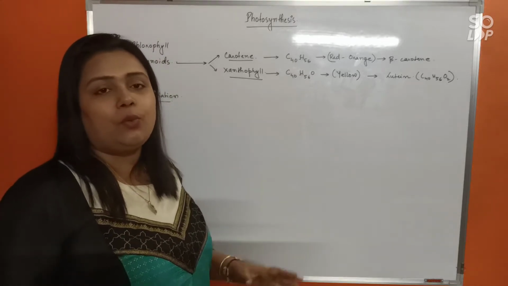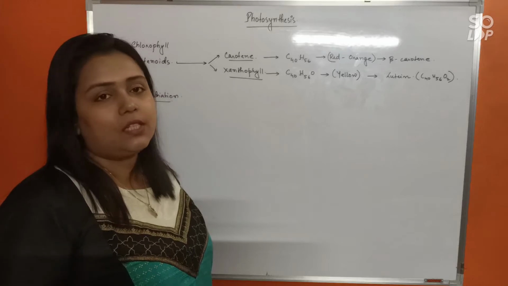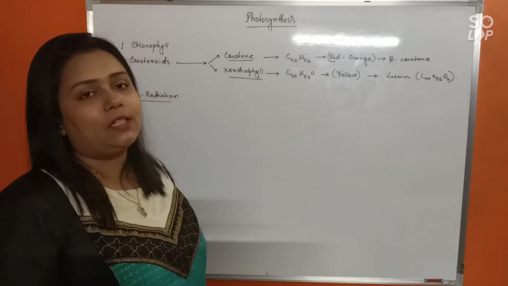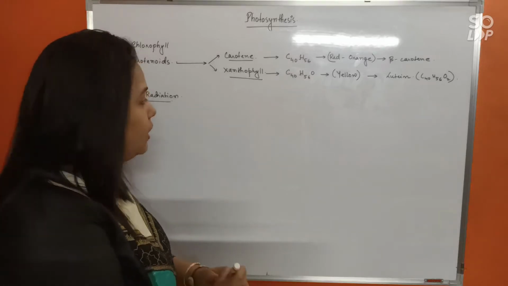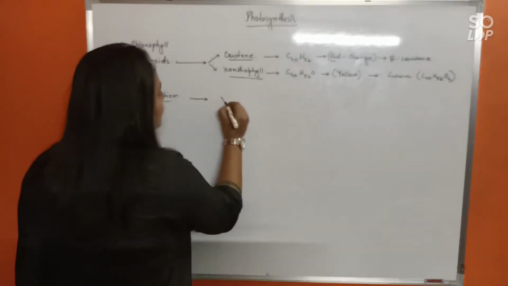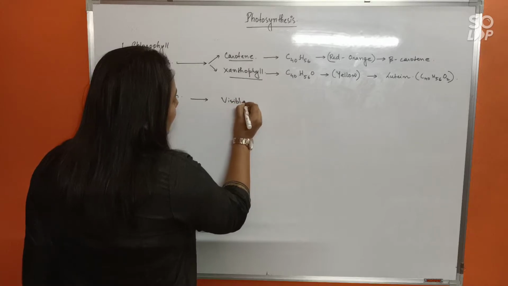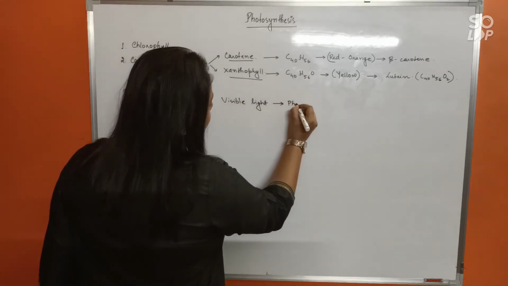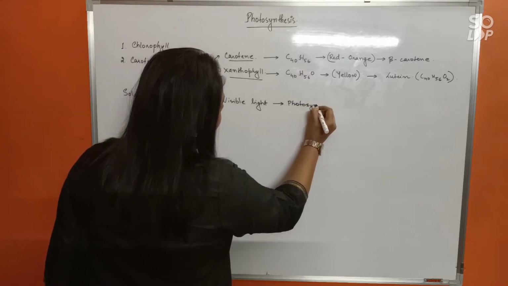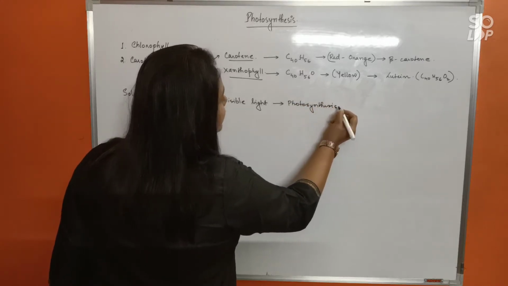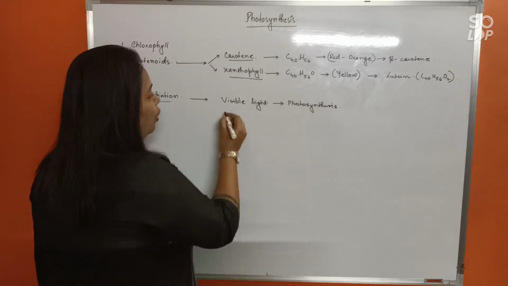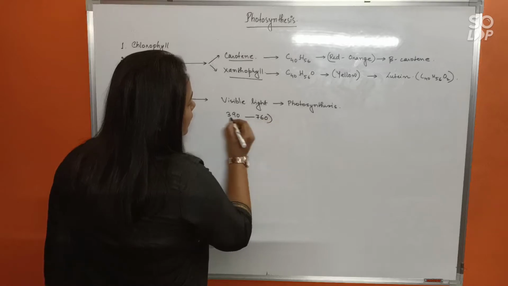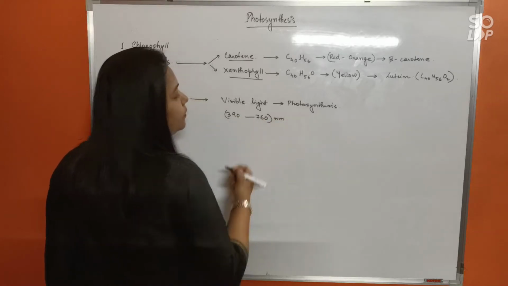Out of the various frequencies of radiation present in sunlight, mainly for photosynthesis we require visible light, the visible spectrum of radiation. So, visible light allows photosynthesis. Visible light has the wavelength range of 390 to 760 nanometer.